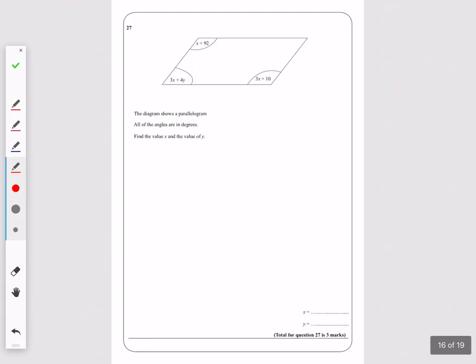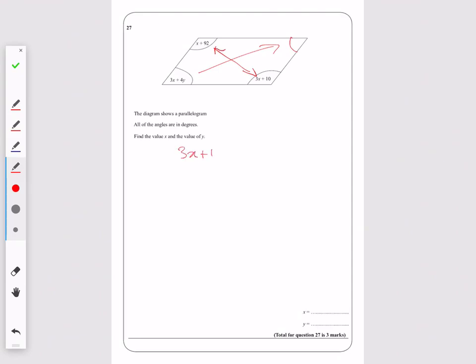Question 27. The diagram shows a parallelogram. All of the angles are in degrees. Find the value of x and the value of y. Now, usually, people would jump straight to adding all of these up, knowing that that is equal to that one, and put them equal to 360. But you end up with an equation with x's and y's in, which is impossible to solve. So the first thing we need to realise is that these two are equal to each other.